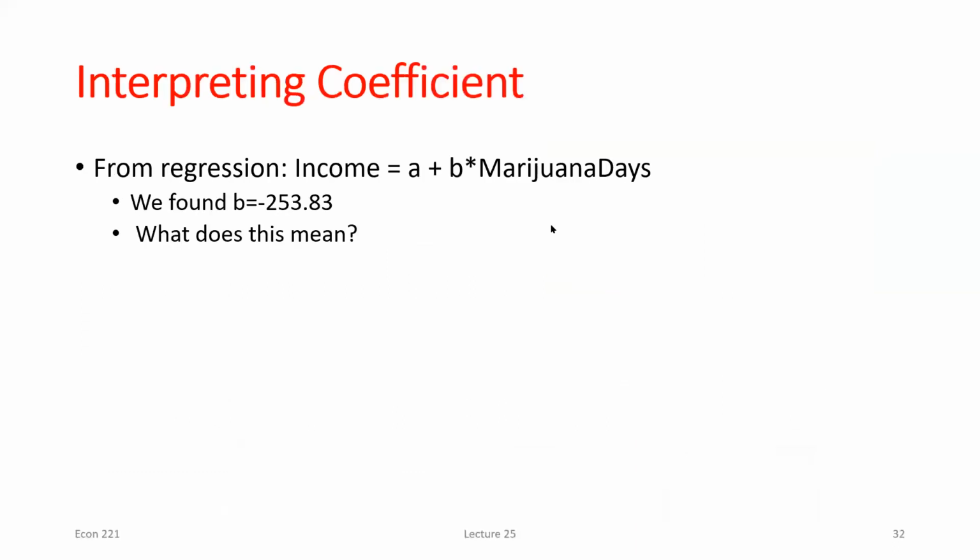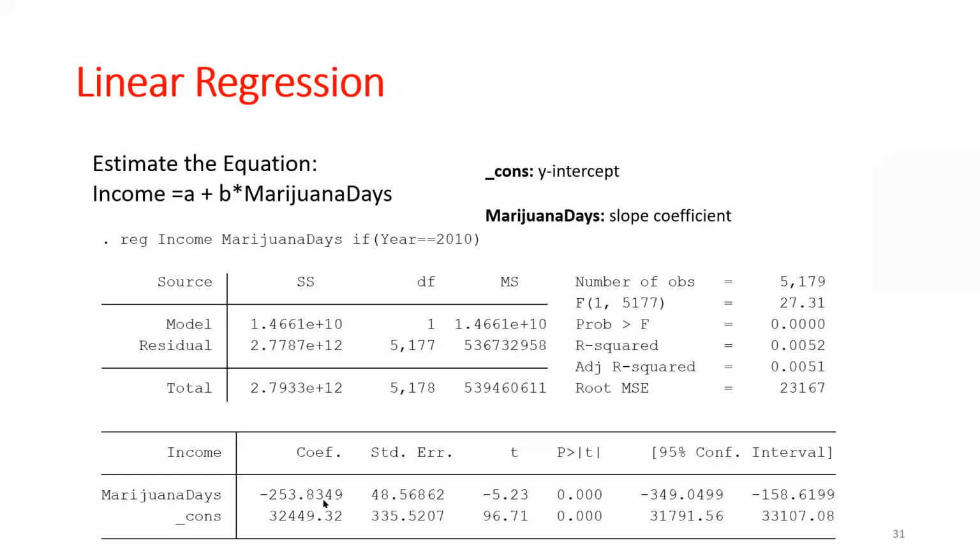All right. So, how do we interpret these coefficients? In general, the interpretation is a 1 unit increase in our x variable causes the predicted y value to change by whatever that slope coefficient is. So a 1 unit change here is if an individual uses marijuana 1 more day a month, we would expect the predicted income for that individual to fall by $253. So that's the interpretation of our slope coefficient.